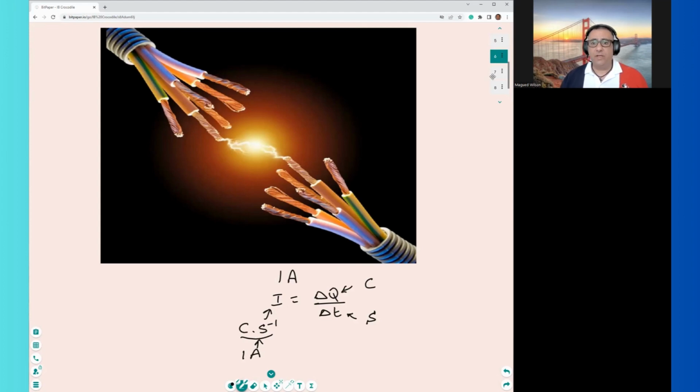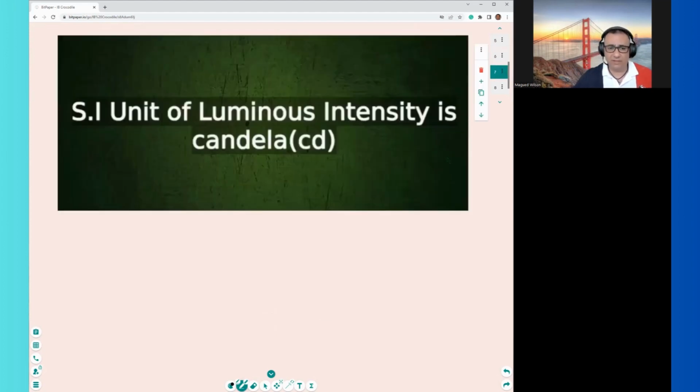Now the seventh quantity is here just for completeness. We are not going to use it at all in the IB program, either SL or higher level. It's just here for completeness. It's called the luminous intensity. The symbol is cd, and the unit is candela.